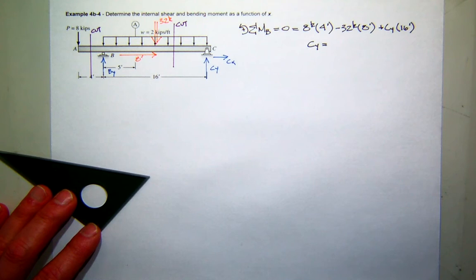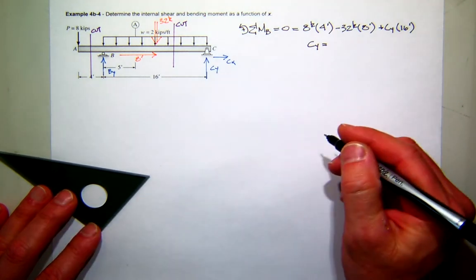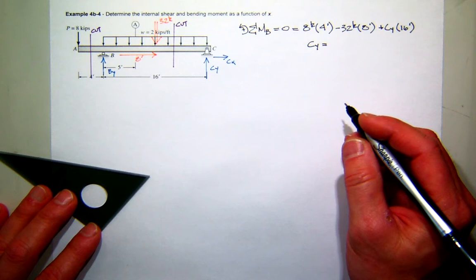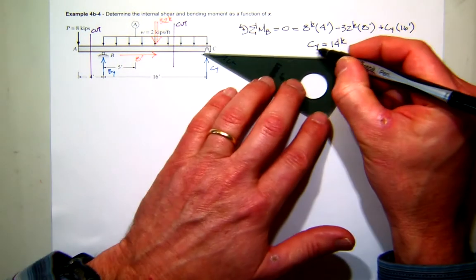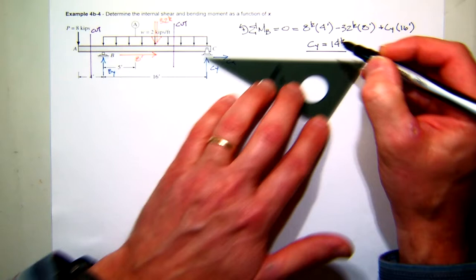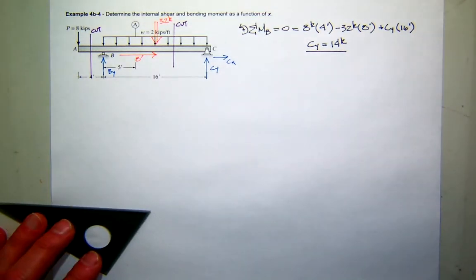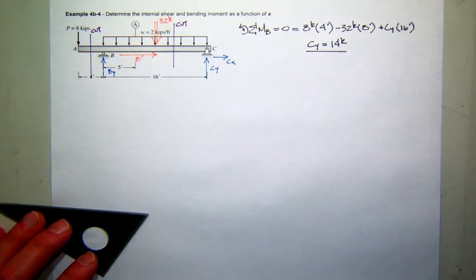Somebody got to help me out. It's something less than 16. That's all I can say. 14? Is that what you got? Anybody else get 14? Yep. Cool. So now I can go and cut my free bodies and find my equation.